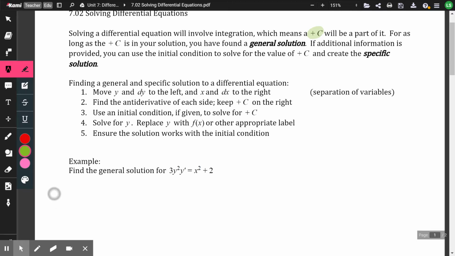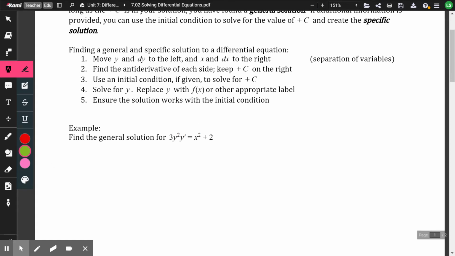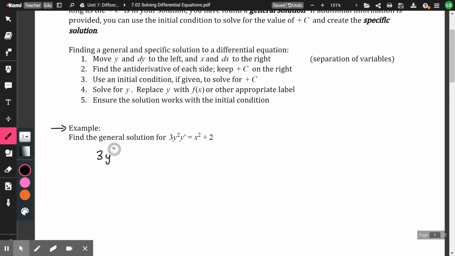So we're going to find both a general and a specific solution as examples for today. And we're going to get started as we walk through the very first steps. In our example down here, we're going to find just a general solution for the differential equation that's in there. And the very first thing that I'm going to do is change the y prime into a dy over dx.